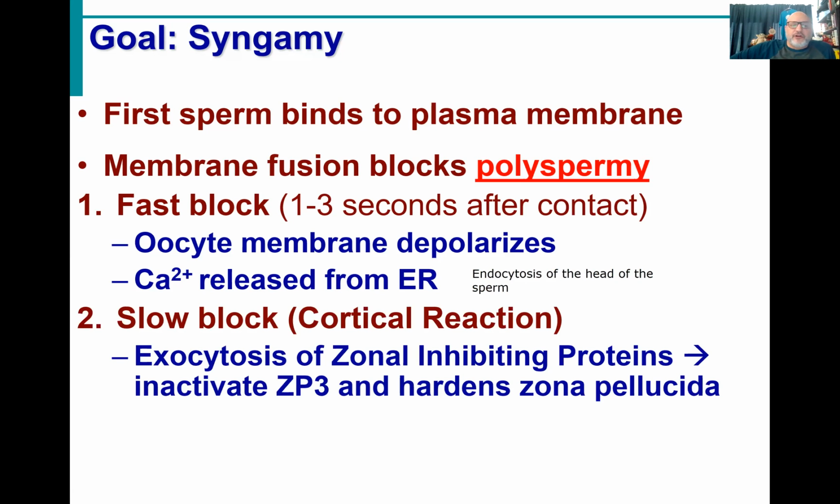That calcium triggers our slow block, or what is called the cortical reaction. It releases a special protein called the zonal inhibiting protein. And that zonal inhibiting protein inactivates the ZP3 receptors so that no more sperm can bind to them. And as I said, it thickens and hardens the zona pellucida, so any that are digging away at it can't get in.